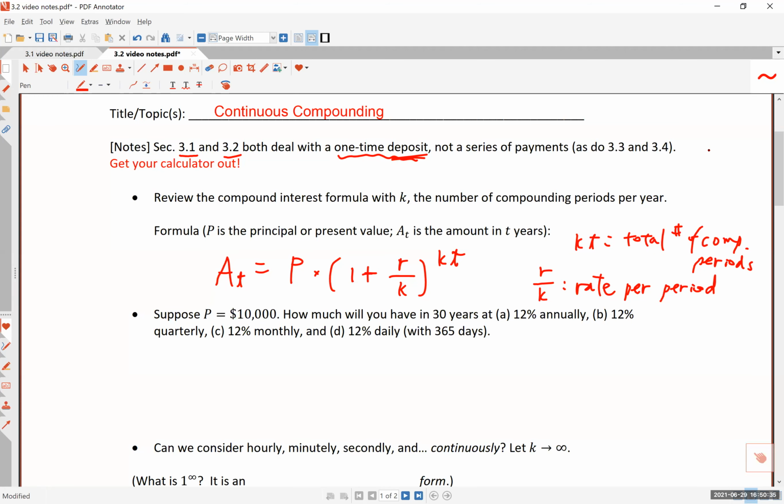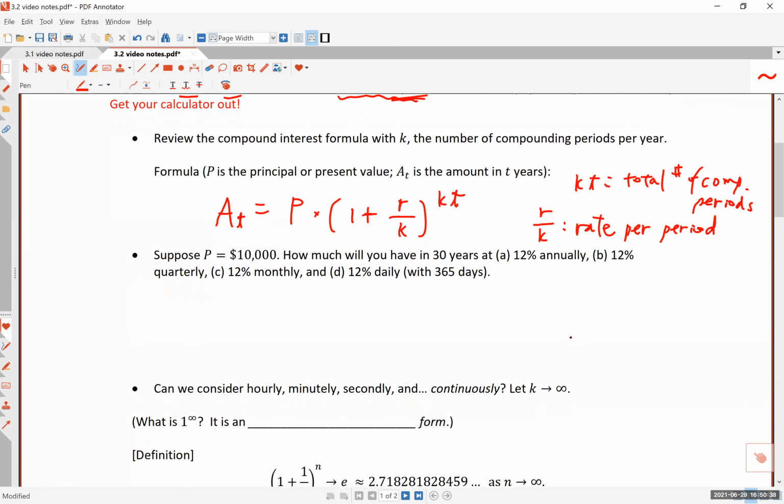This is the formula that is the basis of pretty much all of the calculations in chapter 3. All right, let's do a comparative example to see what happens to our principal of $10,000. How will it grow after 30 years if you have 12% annually, 12% quarterly, 12% monthly, and 12% daily? So here are the applications of this formula. After 30 years, how much money are you going to have? This is really A30, because in all of these cases we are talking about the amount after 30 years.